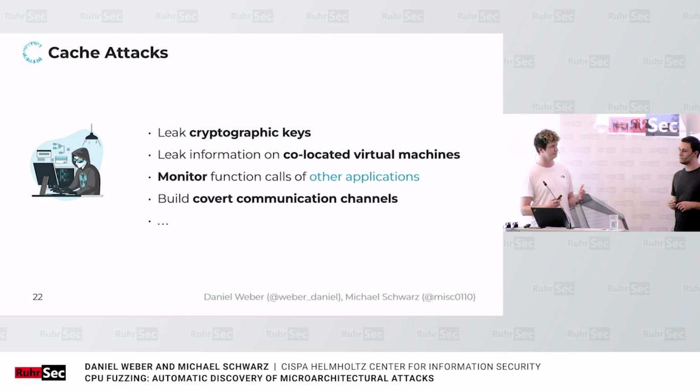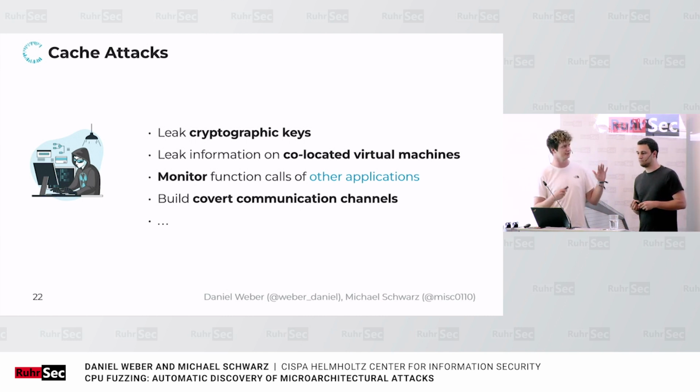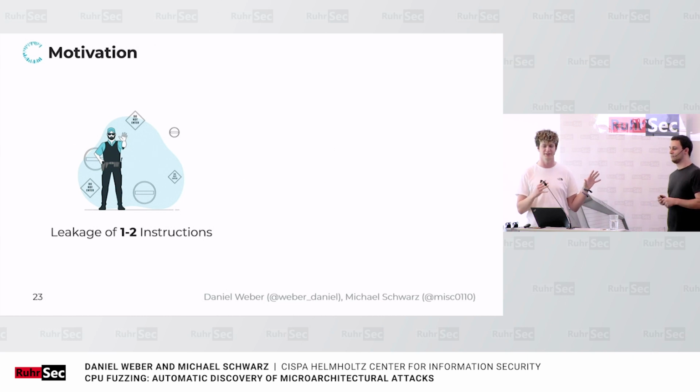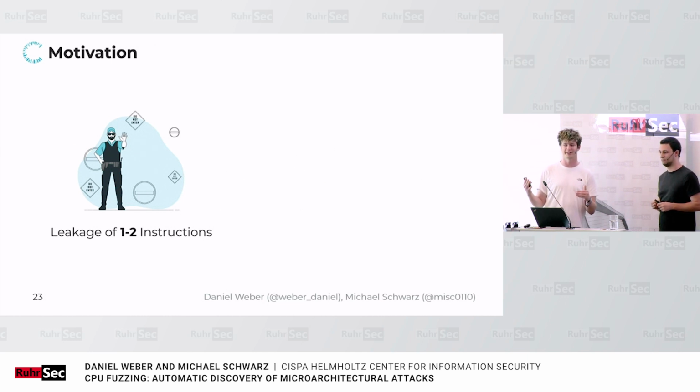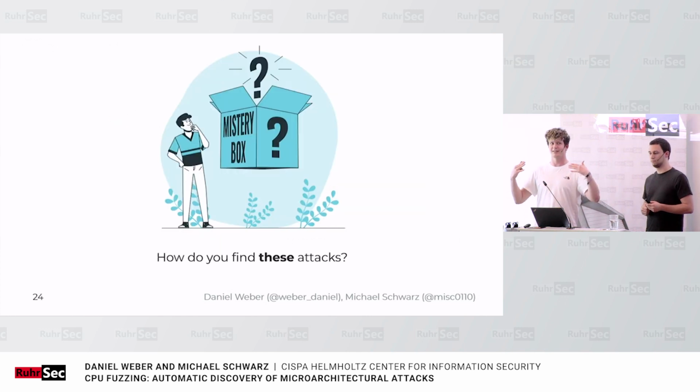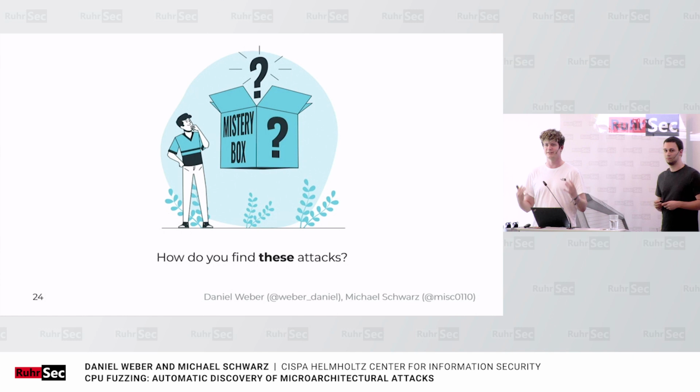Okay, but that's basically just the leakage of 1 or 2 instructions here, so that's very, very specific, right? But the x86 instruction set is huge. So depending on how you count, you have over 3,000 instructions there. So I wonder, okay, we've seen the results of that research, but let's get one step back. How do we start something like this? How do we even find such attacks?